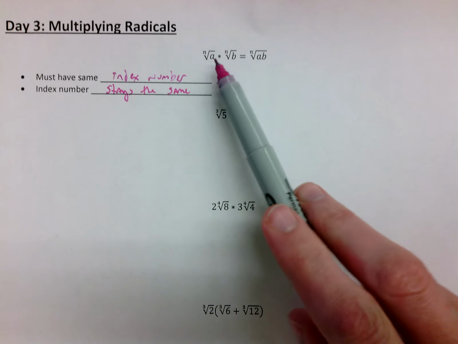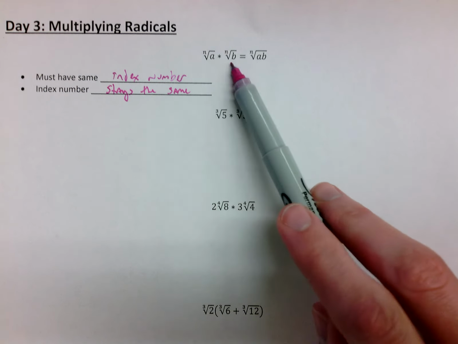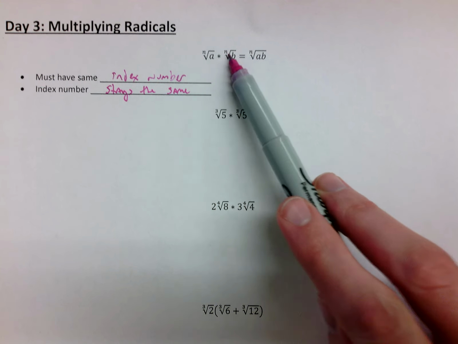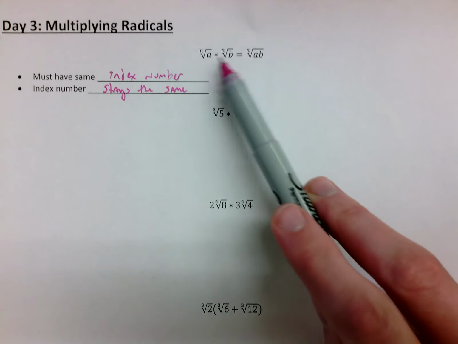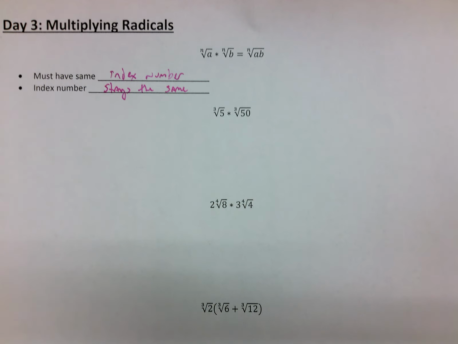But as you take note up here, we have two expressions. They have the same index number. The answer has the same index number. And you basically just multiply the radicands together. Okay, so it's very similar to what we did with square roots.